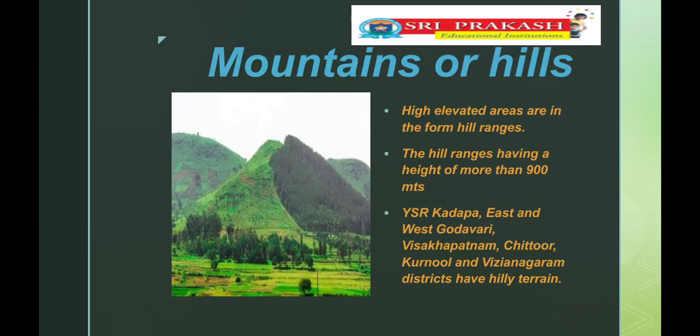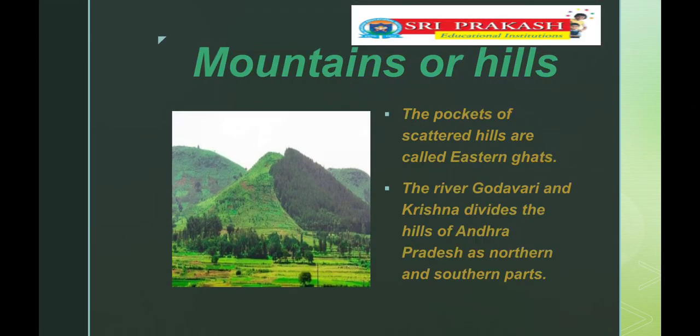For example, just see, children, the pockets of scattered hills are called the Eastern Ghats. In Andhra Pradesh we can observe the Eastern Ghats located in the east direction. The rivers Godavari and Krishna divide the hills of Andhra Pradesh into northern and southern parts. So if you see the Eastern Ghats, children, it is divided into the northern part and southern part of Andhra Pradesh.